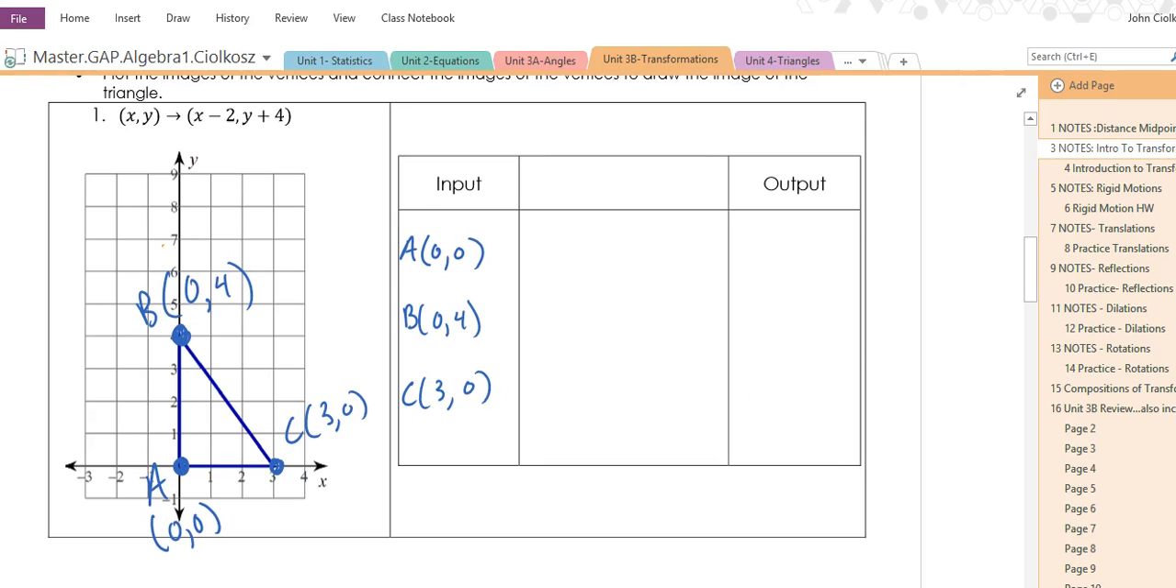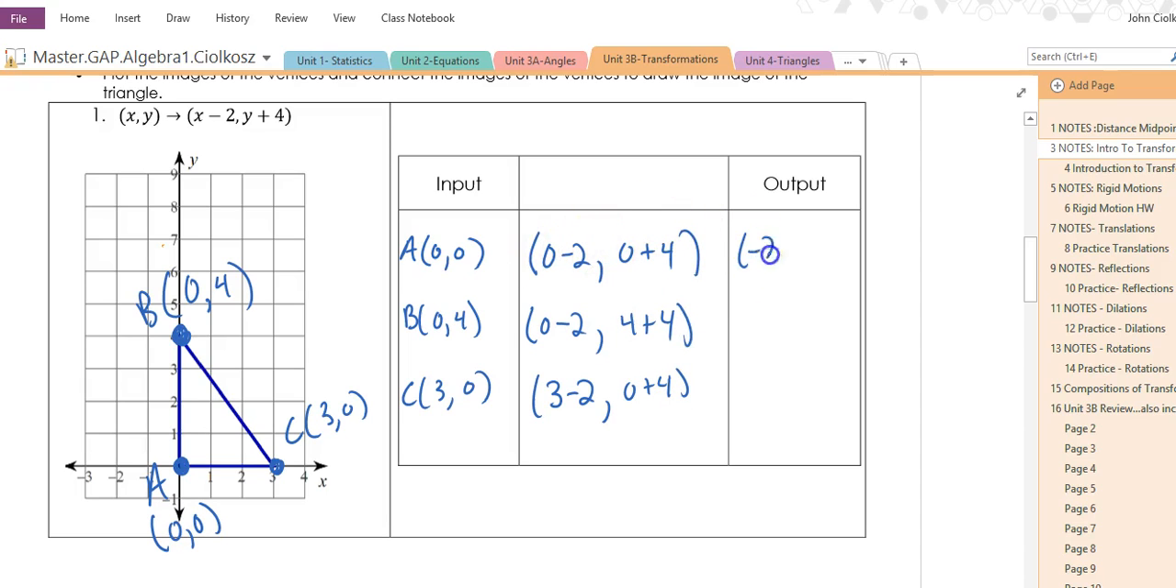Alright, now, what it's telling me is, to my x values, or my first ones, I'm going to minus 2, and to my y's, I'm going to add 4. So here it's 0 minus 2, 0 minus 2, and 3 minus 2. To my y's, I'm adding 4, so it would be 0 plus 4, 4 plus 4, and 0 plus 4. 0 minus 2, -2, 0 plus 4 is 4.